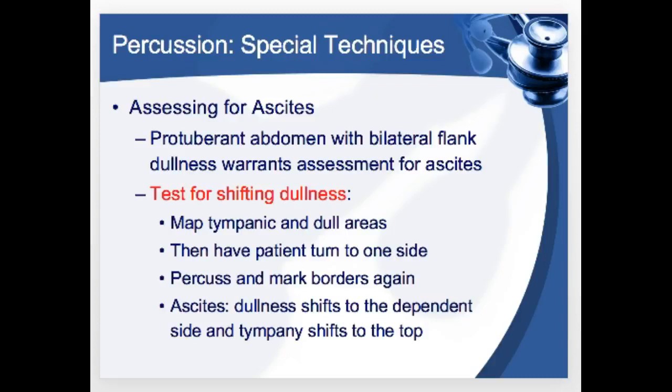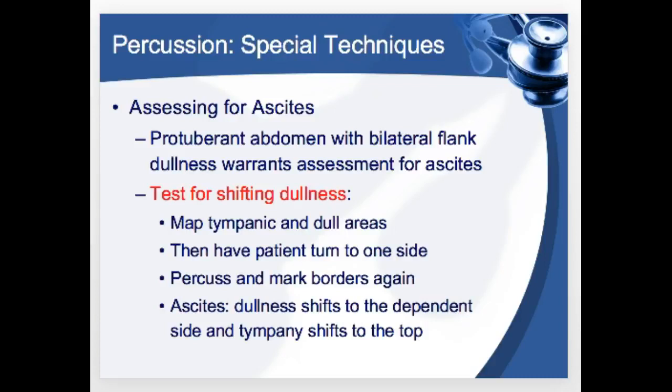Okay. So when you think a patient has ascites or fluid in their abdomen, they will have a fairly classic look. They usually have a protuberant abdomen and bilateral flank dullness. So both of their flanks, when they're laying flat, kind of down by their hips, will be dull. And so you can do what we call a test for shifting dullness.